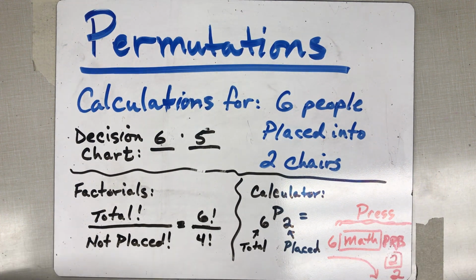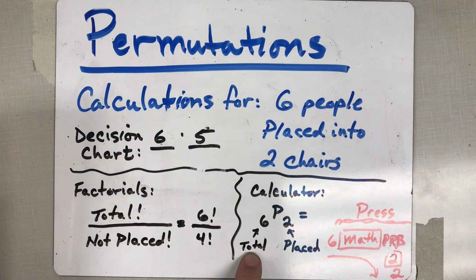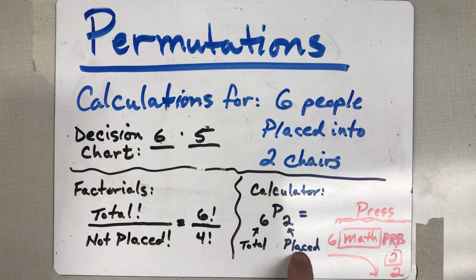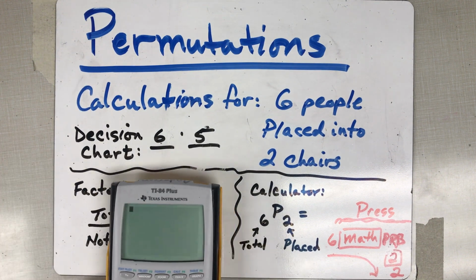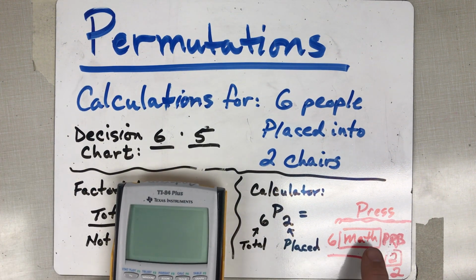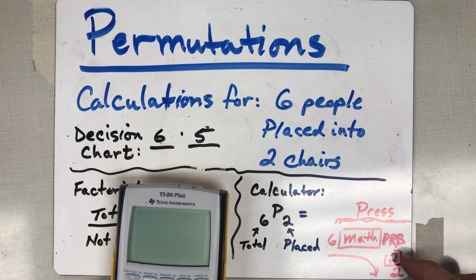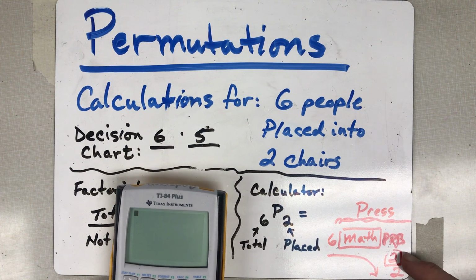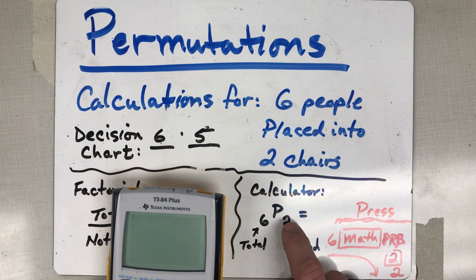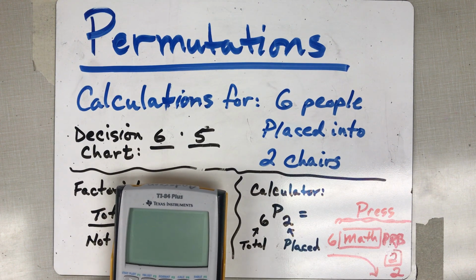Another way, and a third way, which is the fastest and I would say the most efficient way to do these kinds of permutation questions, is to find out how many total things you have and how many are actually getting placed, and we can use our calculator to do so. If I want to type it in like this, you press 6, math, PRB, number 2, which is the option for permutations, and the 2 comes from this 2 that you see here. So let me show you how to do it.